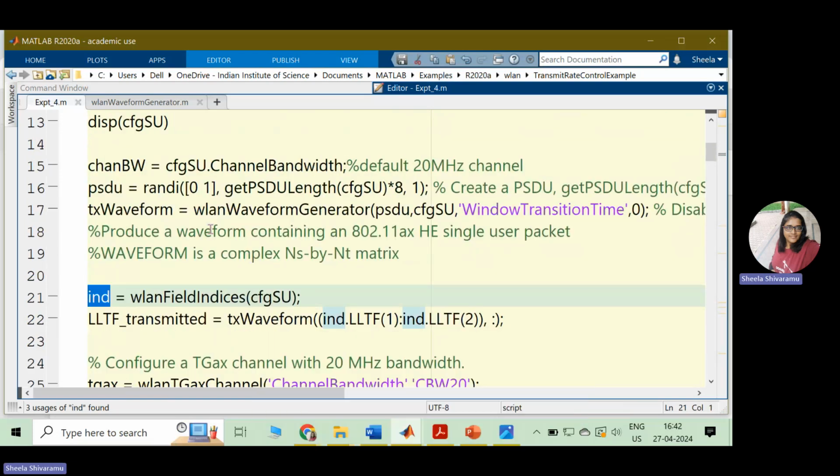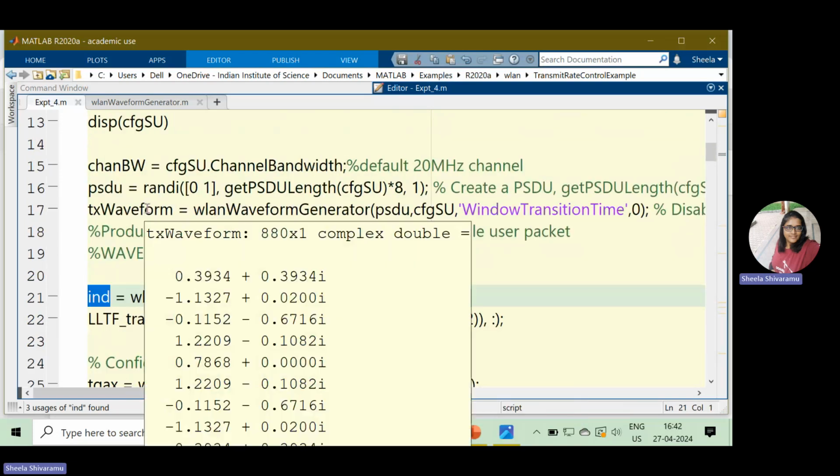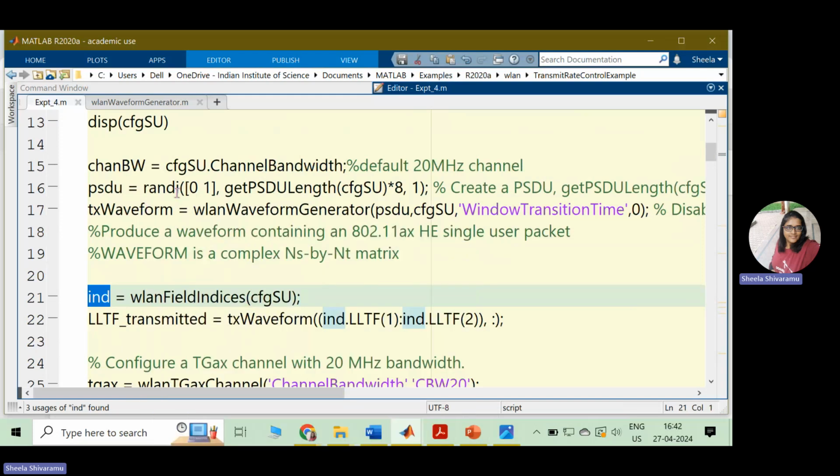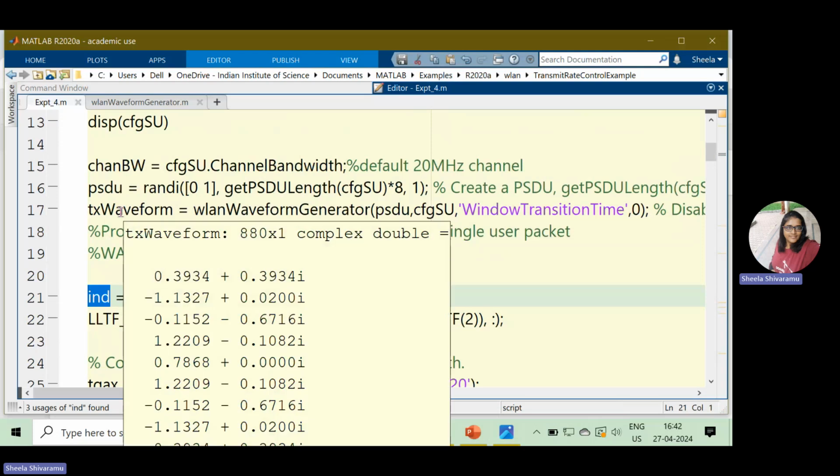So TX waveform, as I told you, is the output of the waveform generator. And we know at the transmitter end in OFDM, IFFT is done on the input complex modulation symbols obtained from the constellation points in order to get the complex samples. So this TX waveform is a complex sample, and this can be viewed as a time domain.